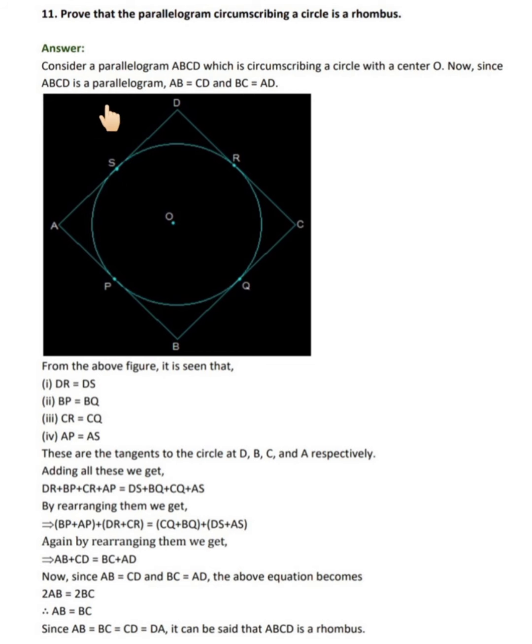Now, since ABCD is a parallelogram, AB is equal to CD, and BC is equal to AD. Okay, as opposite sides of a parallelogram are equal, so AB is equal to CD and AD is equal to BC. Okay, this is the property of a parallelogram.